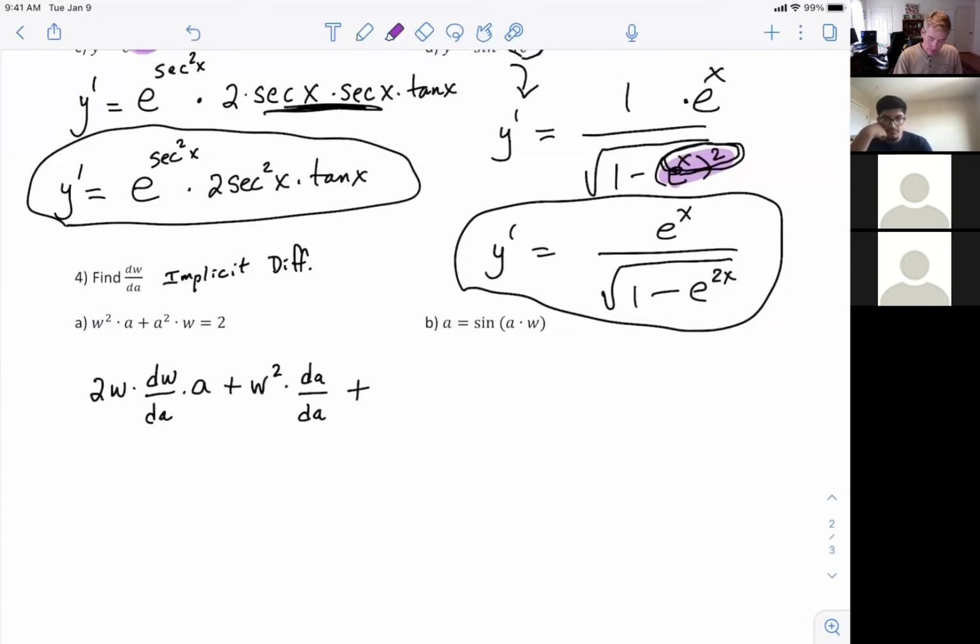Plus, now do the product rule for these two right here. So there would be, first of all, the derivative of a squared would be 2a. And then take the derivative of a with respect to a. And just leave the w alone. And then just one more. This time, leave the a squared alone. And now take the derivative of w with respect to a. And on the right-hand side, the derivative of 2 is 0.